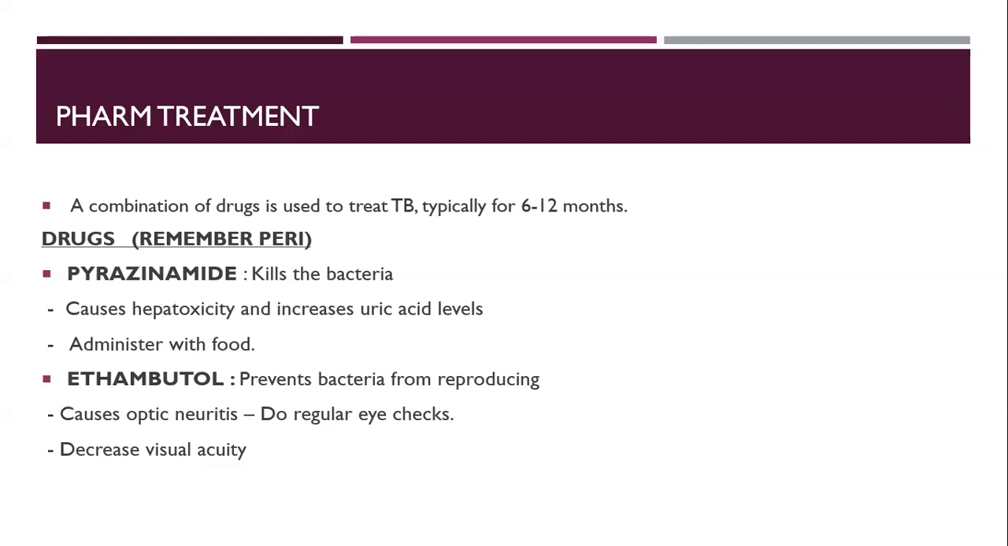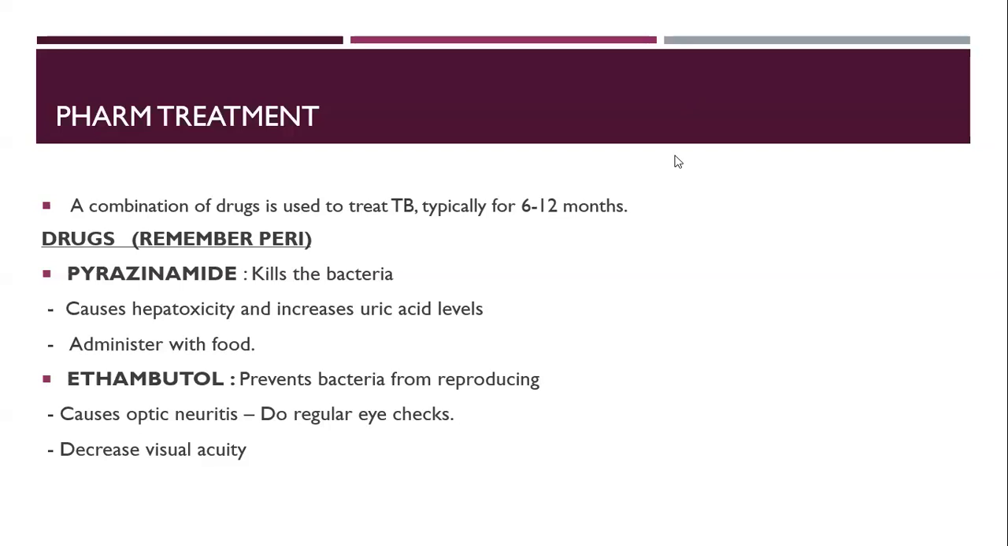So just remember the word peri for tuberculosis drugs. They surround the bacteria, preventing them from multiplying and spreading, and then it kills them. So that is that for peri. Now, P in the peri stands for pyrazinamide. What does it do? It kills the bacteria up front.